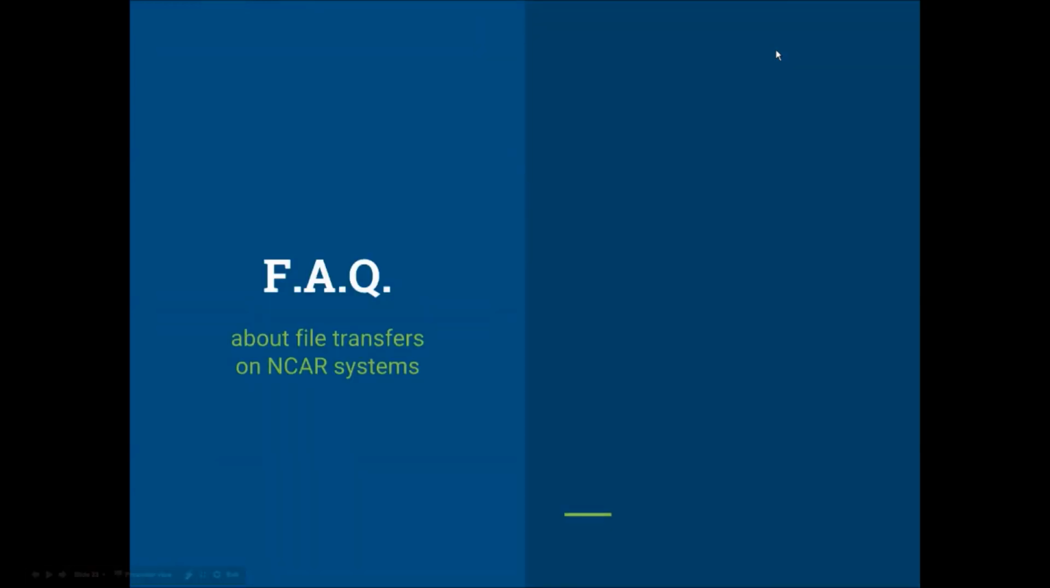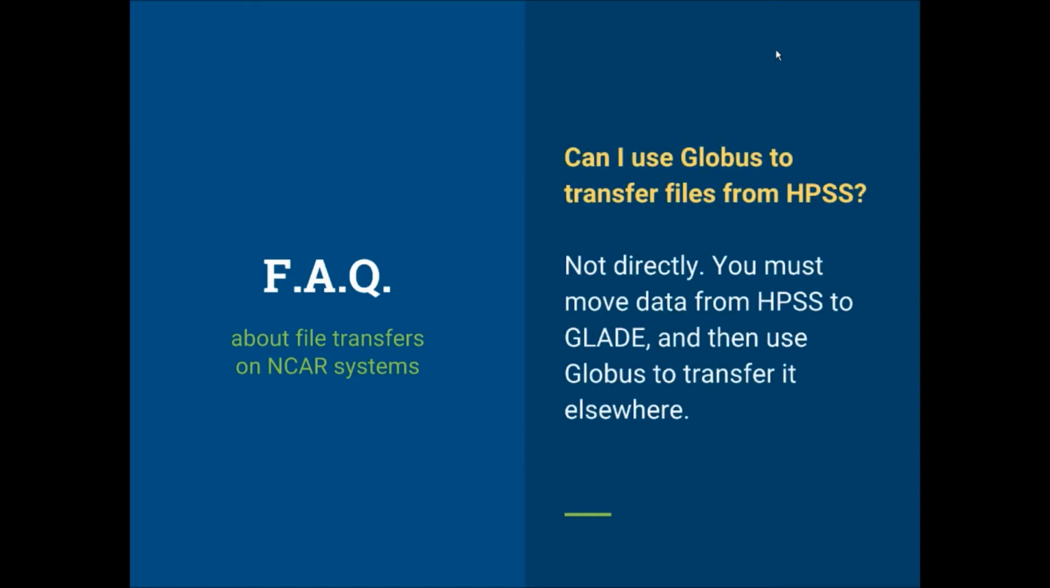Okay, so these are some, in my opinion, questions we get pretty frequently about Globus, or just about file transfers in general on our systems. So one is, can I use Globus to transfer files from the tape archive, from HPSS? Not directly. There's no interface to pull a file from tape and send it through Globus to another file system. But what you would do is move the file from HPSS to Glade. You could use HSI or HTAR, and then use Globus to transfer it elsewhere. So it's just a two-step process.